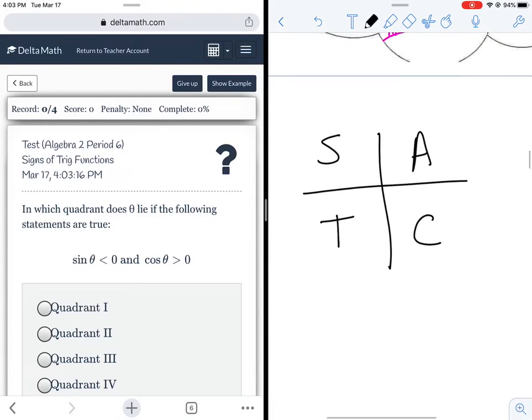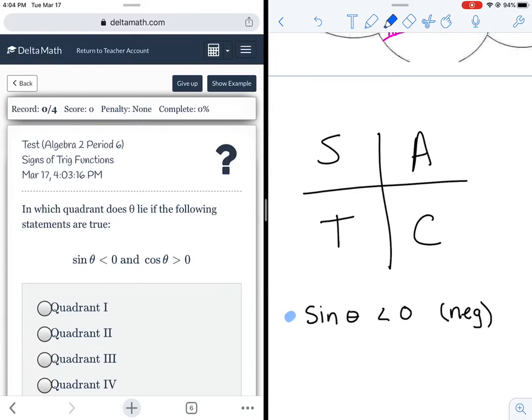Again, this stands for which functions are positive. They're telling me that sine of this angle is less than 0. If the sine of that angle is less than 0, that means that it's negative. So what I want you to do is look at this and try to figure out in which quadrants sine is negative. I like to really think of where it's positive first.